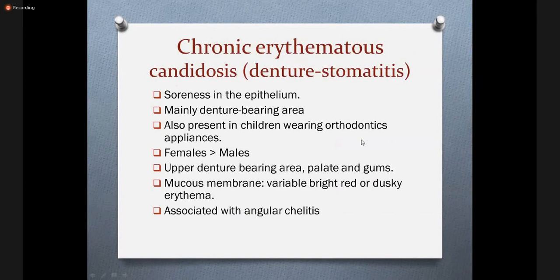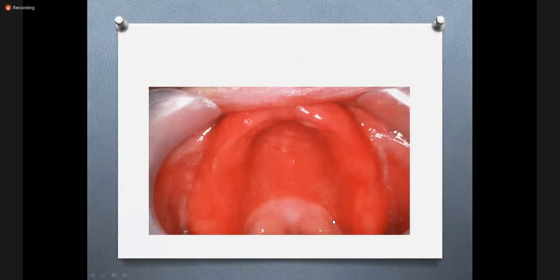It's most common in females. The upper denture bearing area, palate, and gum are the common sites. The mucous membrane is a variable bright red, and it may be associated with angular cheilitis, which is also a form of candidiasis infection. Okay, this is secondary to the denture.